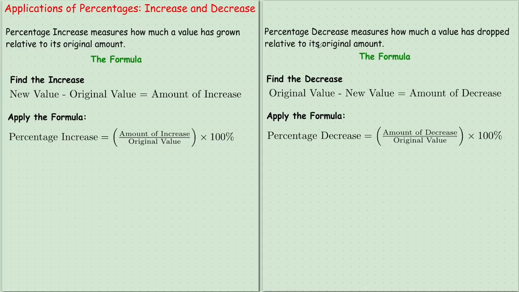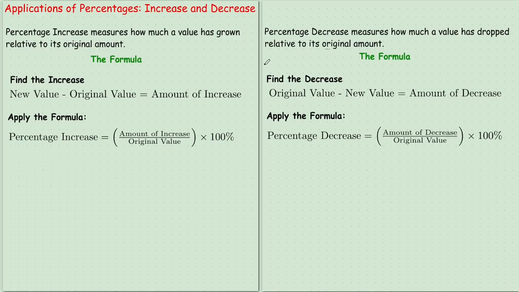On the other hand, percentage decrease measures how much a value has dropped, also relative to the original amount. They are all relative to the original amount, but for increase, it is a growing, but for decrease, there has been a drop in value. So how do we solve these two?